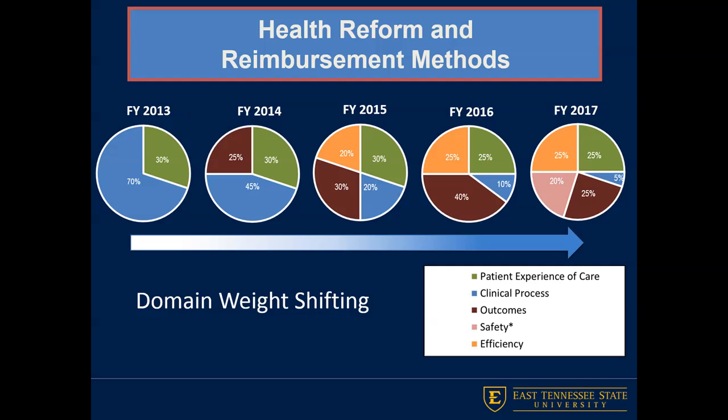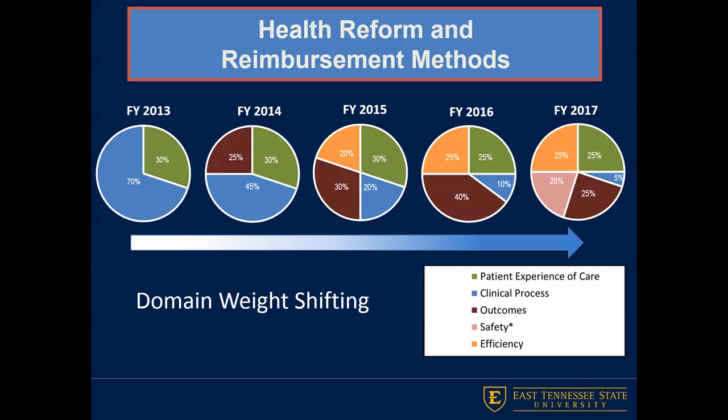So we see back here in 2013 when value-based purchasing started, about 70% was based on the clinical process, and 30% based on patient experience. So your Press Ganey scores factored heavily into this. As we moved into 2014, about 25% is going to be based on your outcome indicators now, so your quality of care. Clinical processes move down to 45%. Patient experience still stays at 30%.